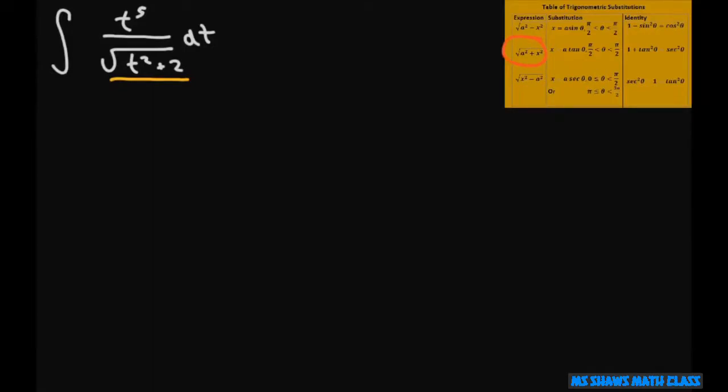So we're going to let t equal square root of 2 tan theta. Remember, our a squared equals 2, so a is just going to be square root of 2. That's how these a's need to match up here. Whatever you have here, you take the square root of to get that. And we're on the interval from negative pi divided by 2 to pi divided by 2.